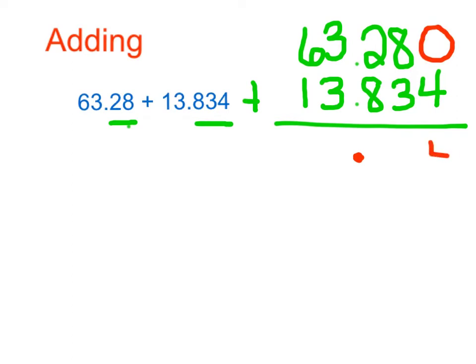0 plus 4 is 4. 8 plus 3, 11. Carry my 1. I have 3 plus 8, 11 again. And 7. 6 plus 1 is 7. My answer is 77 and 114 thousandths.